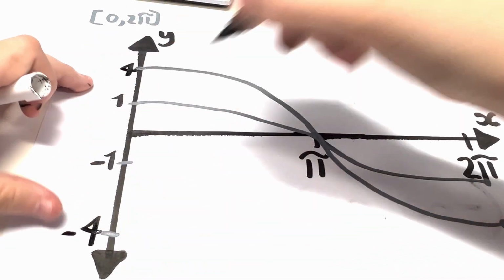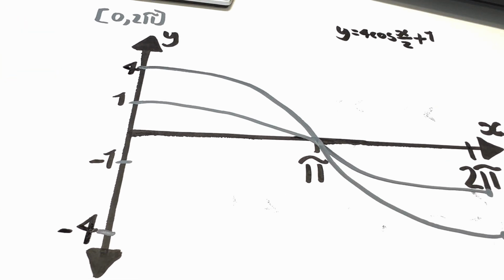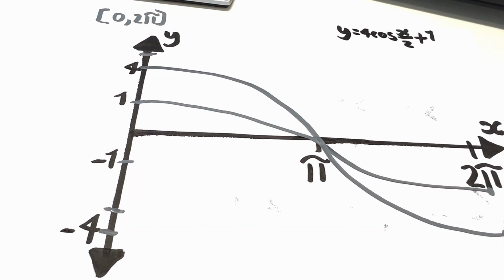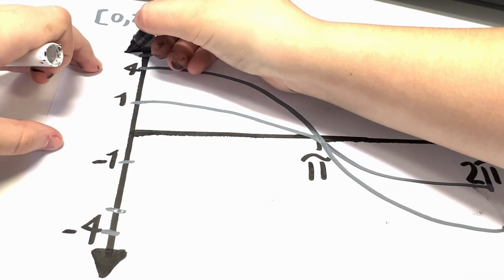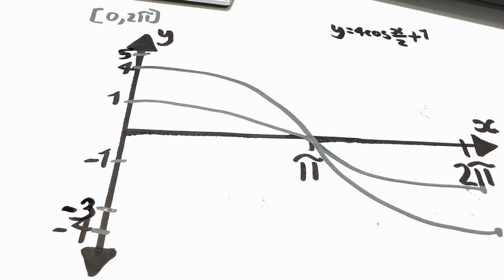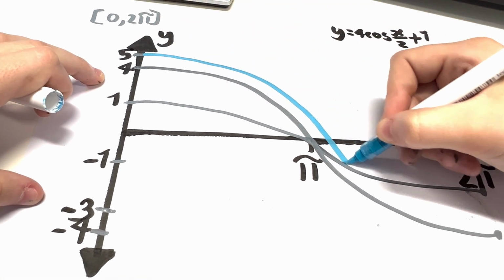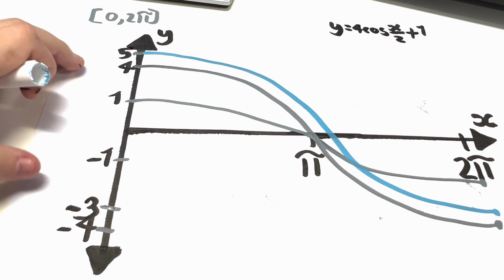But wait, there's still one more translation to go, which is the center, where we shift the entire function up by 1 unit. This changes the maximum from 4 to 5 and the minimum from -4 to -3. The final thing to do is to plot all the intercepts and important points on our graph. The y-intercept is (0, 5), and the ending point at 2 pi is (2 pi, -3). But before we finish, we still need to label one more point, which is the x-intercept.